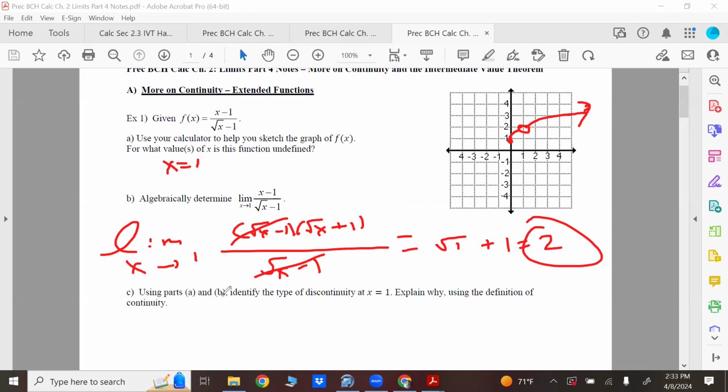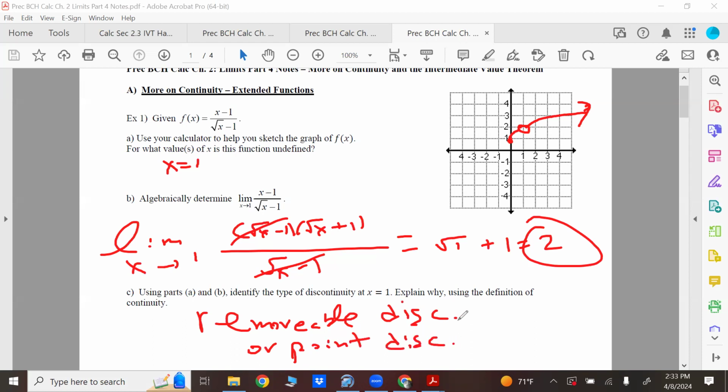Now, using parts A and B, identify the type of discontinuity. We call that a removable discontinuity or a point discontinuity. Explain why using the definition of continuity.